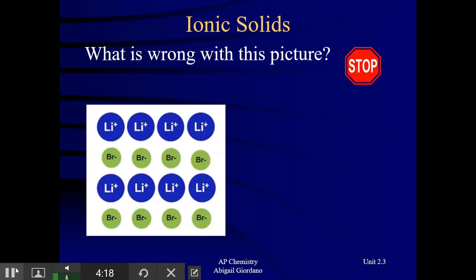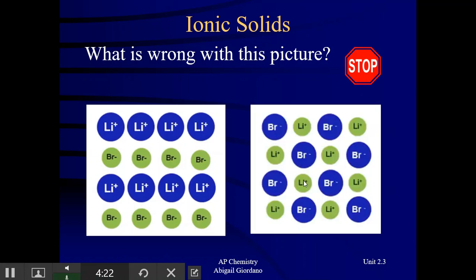The second error is the way that they are arranged. Remember what we said. The ionic solid is arranged so that oppositely charged particle attraction is maximized. So we want that sort of every other arrangement of the ions. We want to maximize attraction and minimize repulsion.